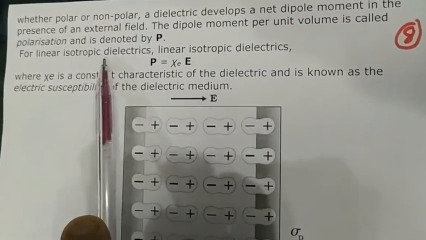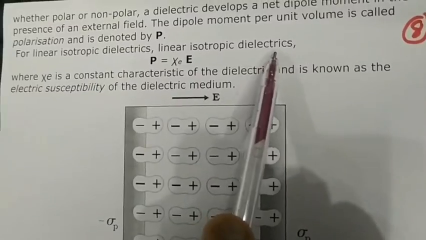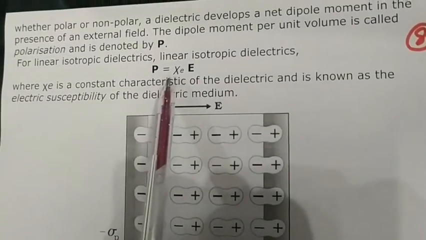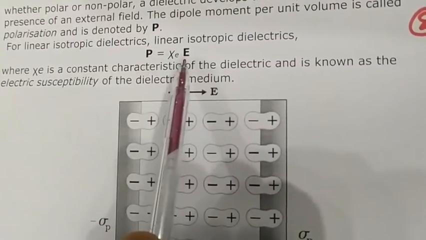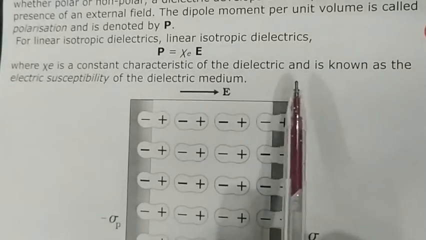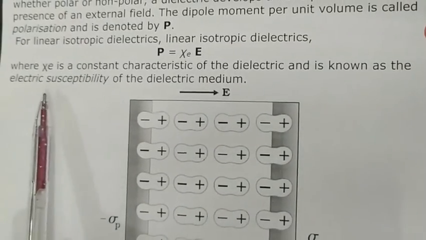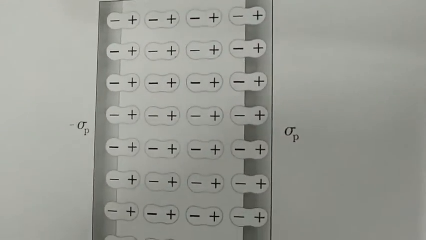For linear isotropic dielectrics, the polarization P is equal to chi times E, where P is the polarization and E is the electric field. This chi is a constant characteristic of the dielectric and is known as the electric susceptibility of the dielectric medium.